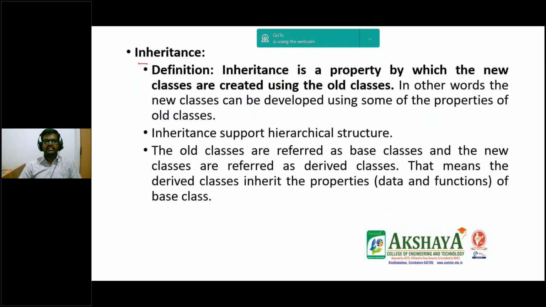Then inheritance. Inheritance is a very simple concept. It is based on a parent-child relationship. You are going to create two classes. One is the parent class and another is the child class. The parent class is called the base class or super class. The child class is called the derived class or subclass. So inheritance supports a hierarchical structure.